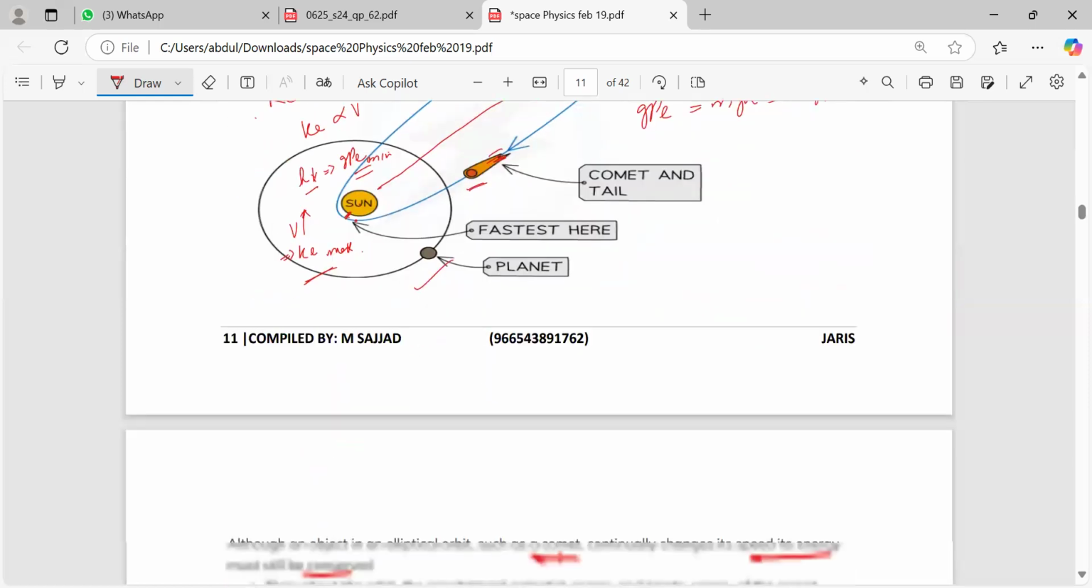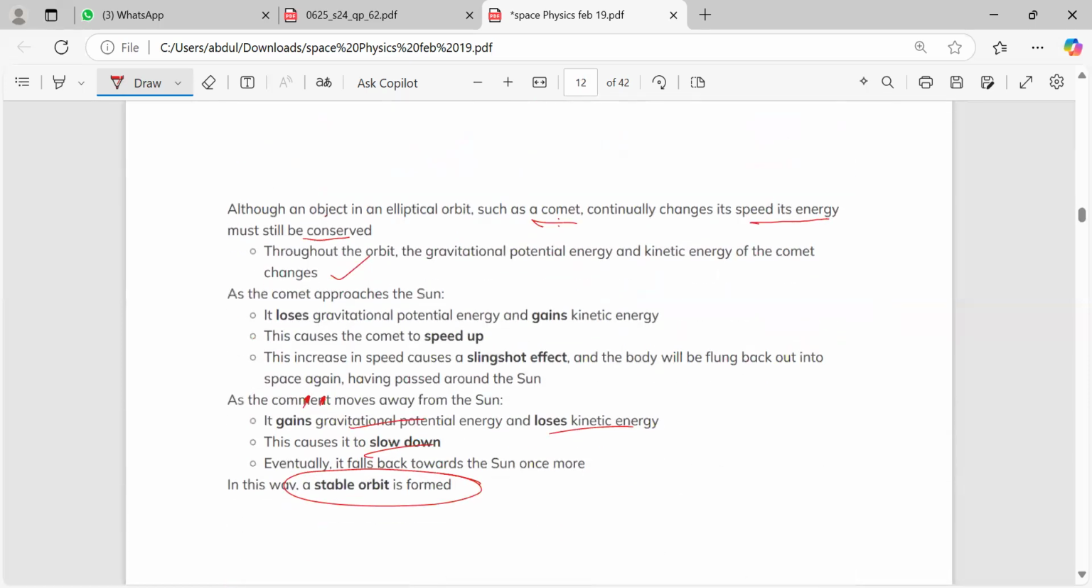Whatever I have said, don't worry, everything is written here. Although an object in an elliptical orbit such as a comet is continuously changing its speed, its energy must be conserved. Even though it is changing its speed continuously, the energy is what? Conserved.